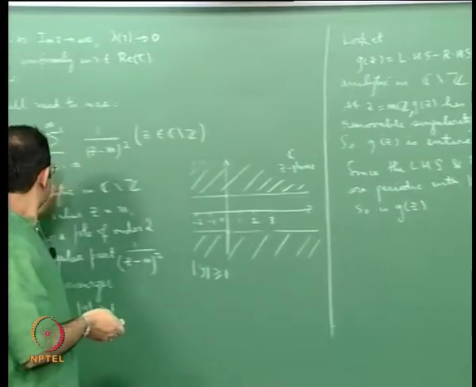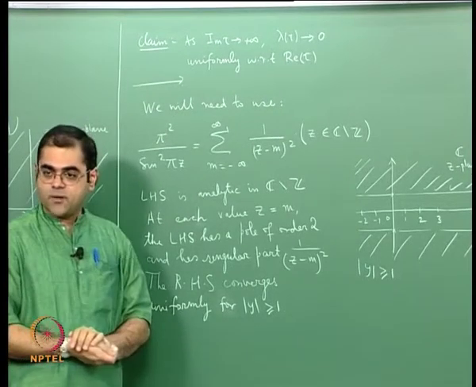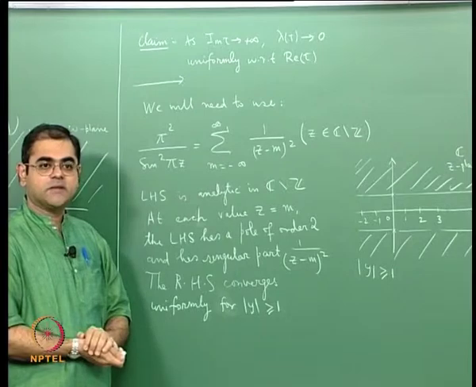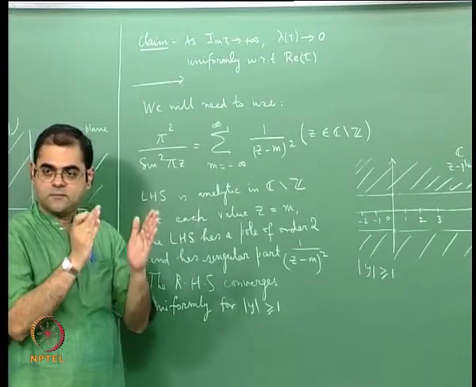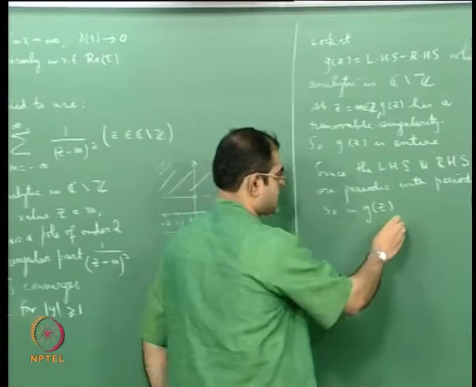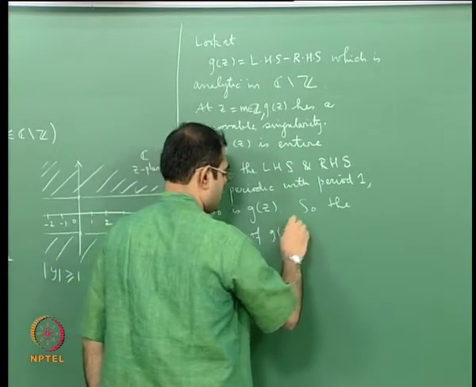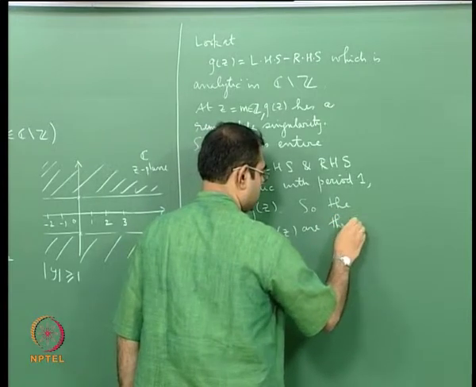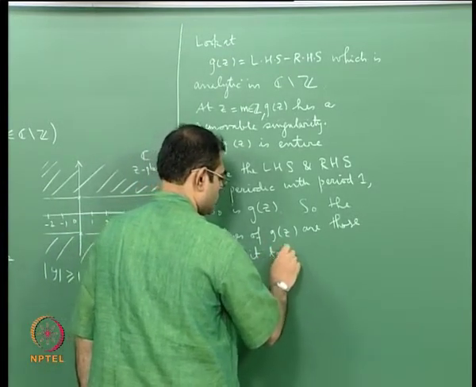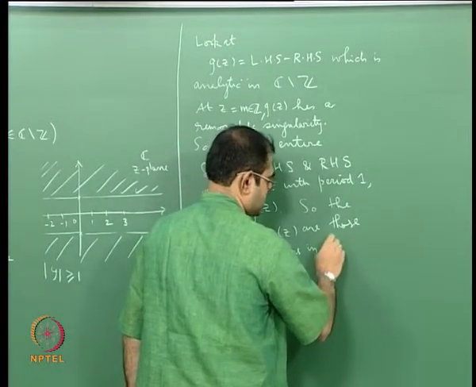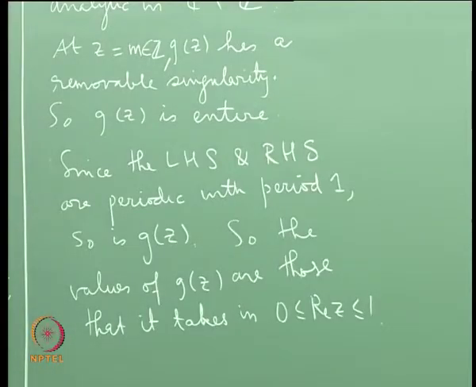So you see the difference, which is G of z, is actually periodic with period 1. Therefore its values are completely controlled by the values in a vertical strip of horizontal length 1. So the values of G of z are the same as those that it takes in, say, 0 less than or equal to real part of z less than or equal to 1, in this vertical strip, because it is periodic with period 1.